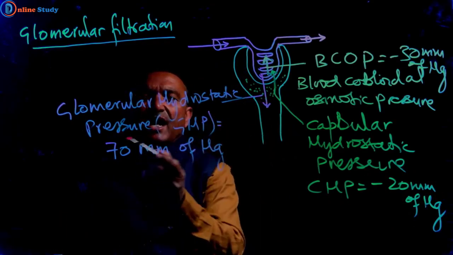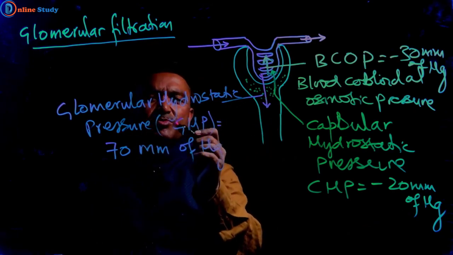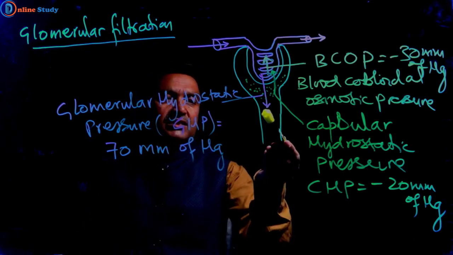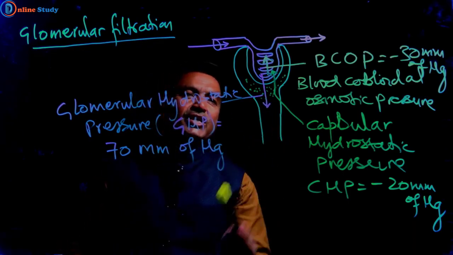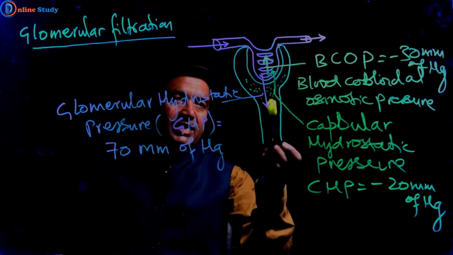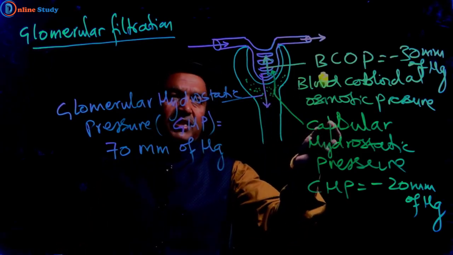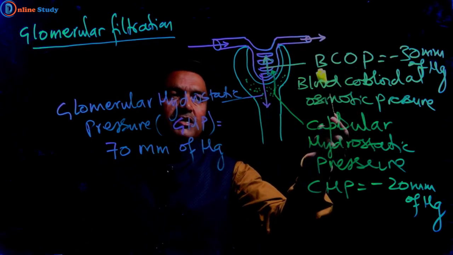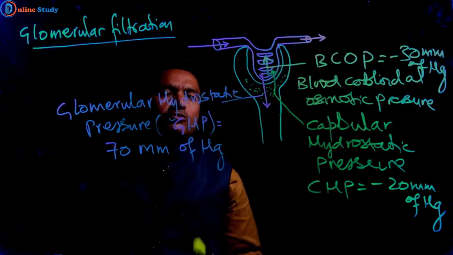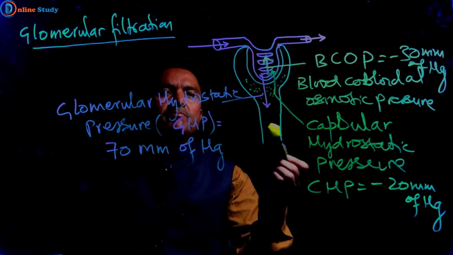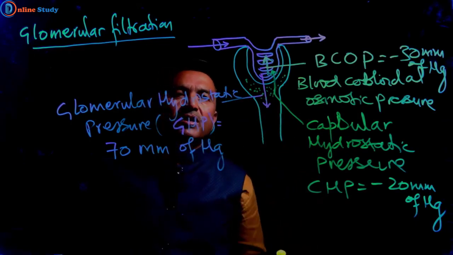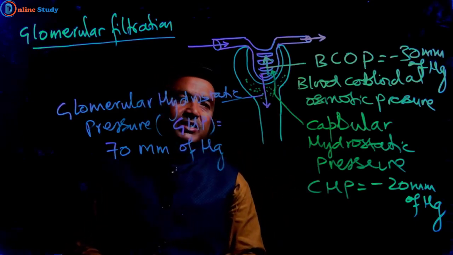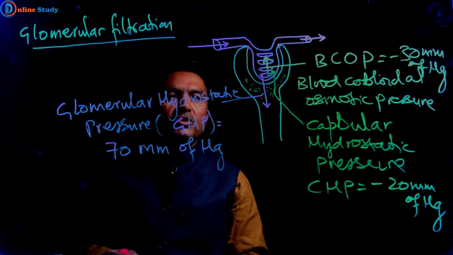Glomerular hydrostatic pressure, that is GHP, is opposed by two pressures. One is blood colloidal osmotic pressure, and this is due to plasma protein present in blood. There are generally three types of plasma protein we discussed: albumin, globulin, fibrinogen.